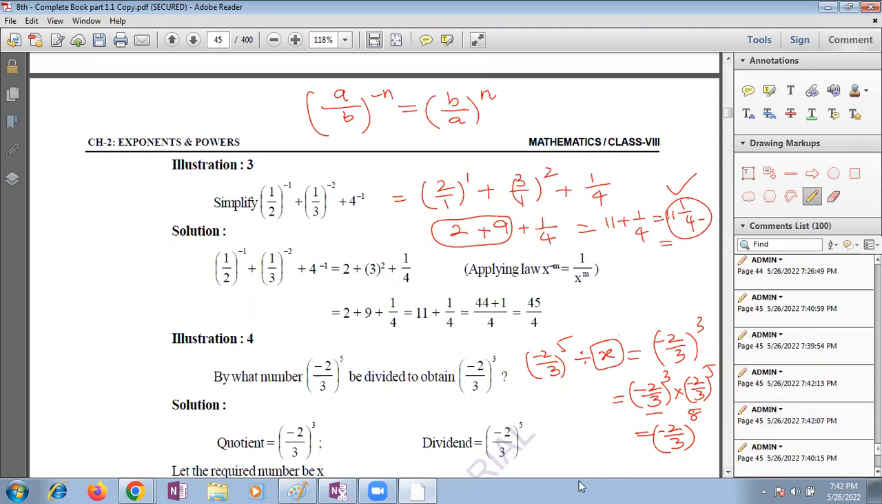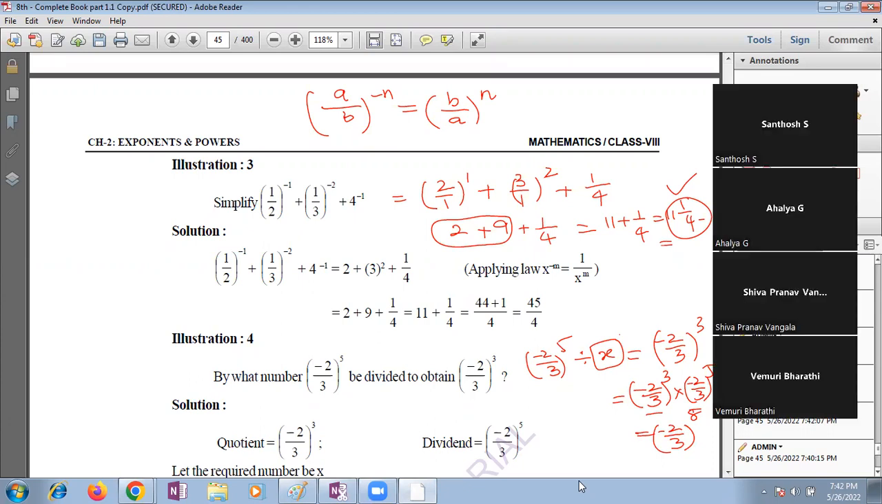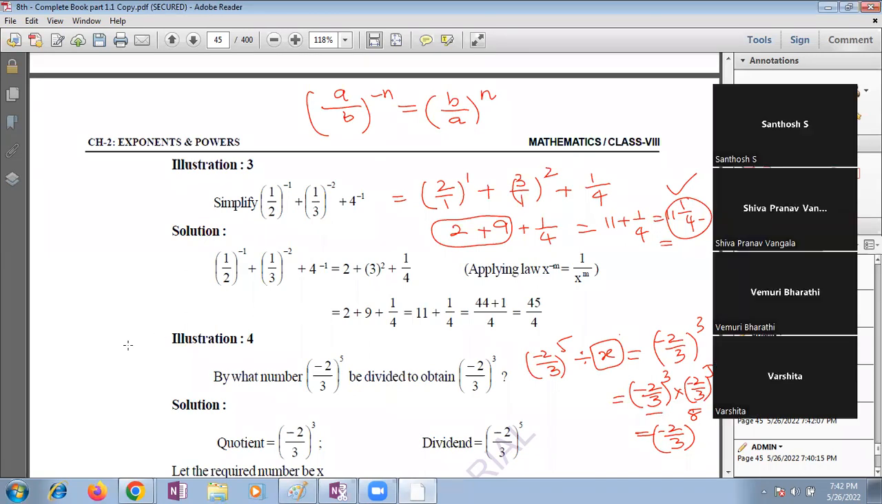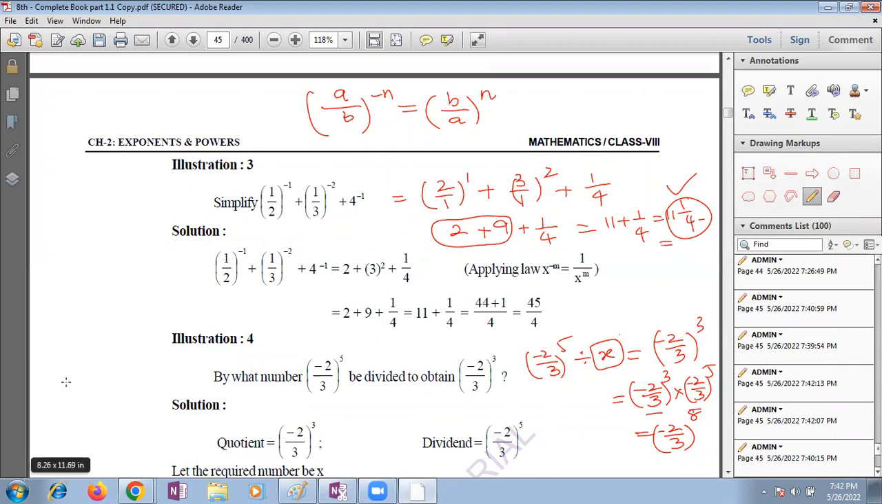Ma'am, how are we supposed to simplify (-2/3) to the power 8? Very good question. Sometimes they ask to write in exponential notation only, children. Sometimes they ask to evaluate the value. Evaluate means you need to simplify further. So it's (-2) to the power 8 divided by 3 to the power 8. You know the value of 2 squared, children.